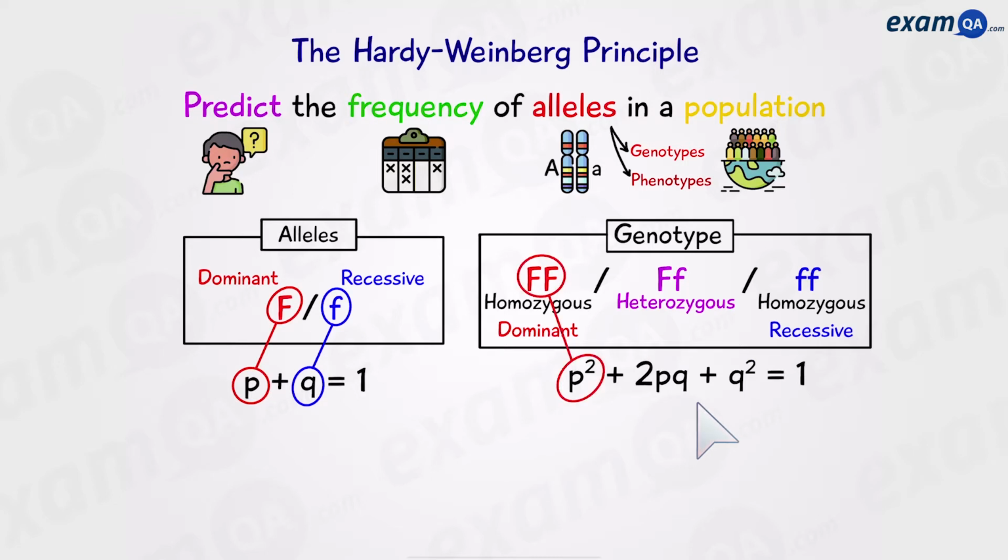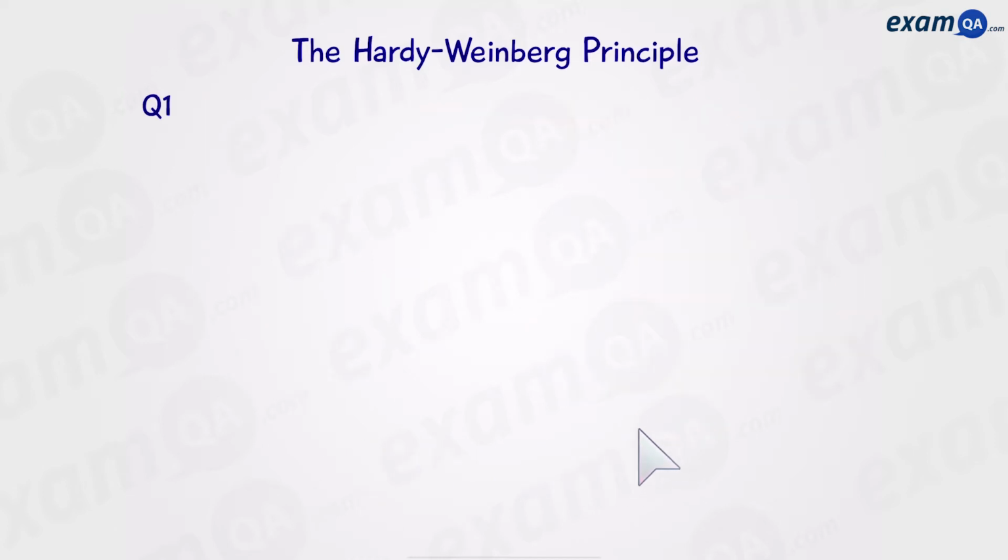p squared represents big F. 2pq represents the heterozygous, and q squared represents two small f's in this case. And again, all the genotypes also add up to 1. So we have one equation for alleles and another one for genotypes. Okay, let's do a practice question.